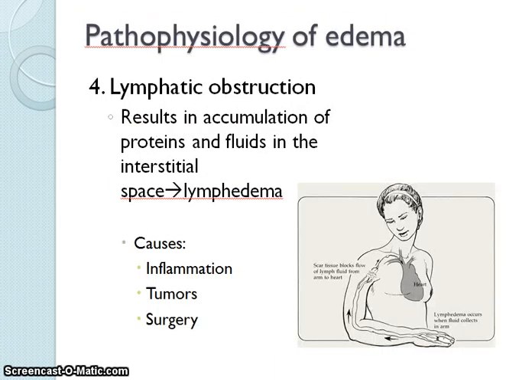The last cause of edema would be lymphatic obstruction. Right, this has to do with your lymphatic system. It results because there's too much accumulation of proteins and fluid in the interstitial space. All right, and that leads to lymphedema. This can happen whenever we have damage to any of our lymphatic vessels or lymph nodes, usually because of inflammation, tumors, or surgery. So the lymphatic fluid cannot drain properly through the body and through its system, so then it just accumulates in the tissue and causes swelling.